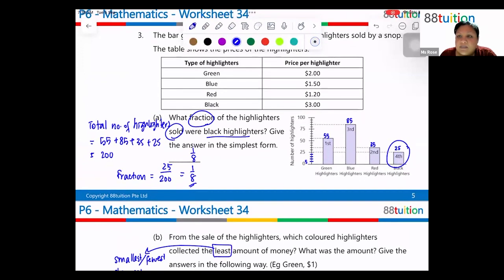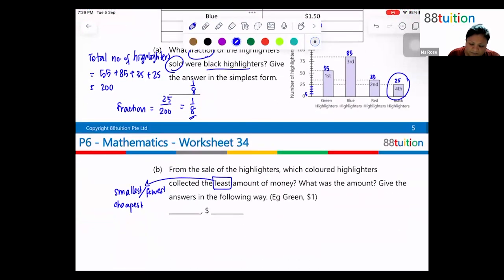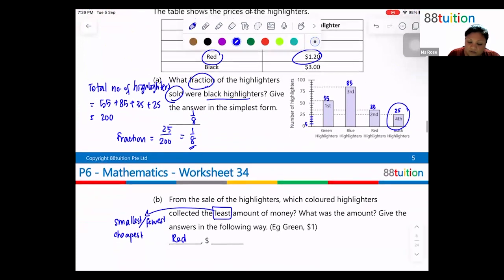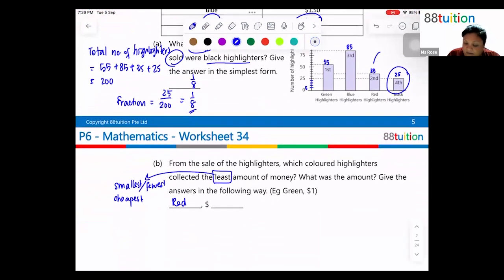Which one is the cheapest? Anyone? Thank you, Wilma. Thank you, Brian, Yashika, and Tammy. So red is the cheapest, $1.20. So this is red. $1.20 red. How many red highlighters are there?